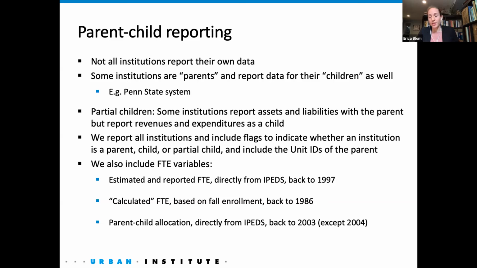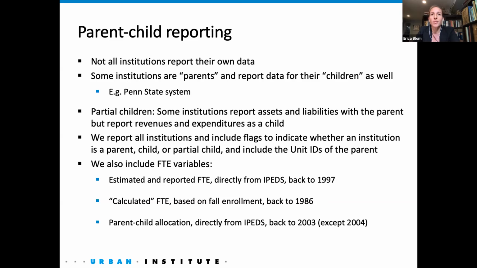So what we've done in our data is we've included every single institution, and some of those institutions may not have any finance data, but you'll see that they're a child, and so you'll get that flag. And you'll also get an indicator for what the unit ID is of the parent institution so that you can link them. You also might be wondering, if the parent is reporting all the data for the whole system, how might I allocate the finances across the institutions? There are a few different ways you can do this.